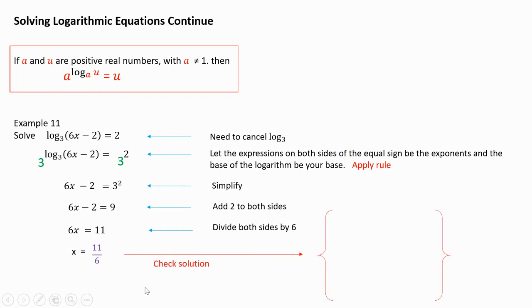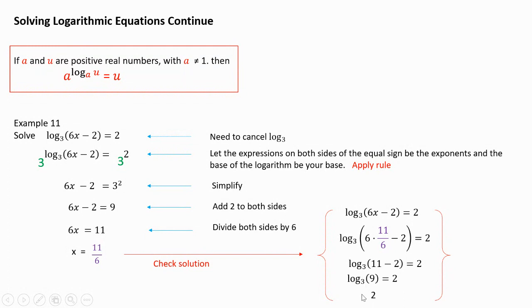Now we can check our solution. We're going to plug in 11 over 6 here for the x's. So 6 times 11 over 6, the 6 cancels. This is equal to 1 here. So we're going to have 11 minus 2, and 11 minus 2 is equal to 9.